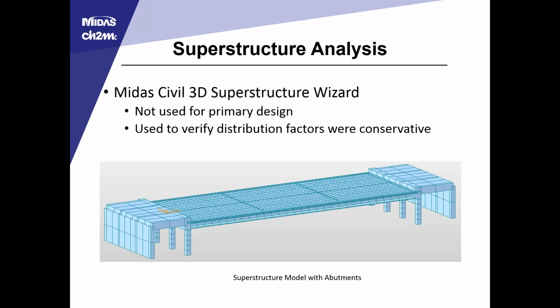The MIDAS Civil 3D model wasn't used for the primary design. We used just a 2D analysis program for a fairly simple straight bridge. We used this to verify the distribution factors. Like I said, the length is 119 feet, single span. It originally was 98 feet, and that was lengthened due to some scour parameters. When we did that, the conservative AASHTO table distribution factors had the design a little bit closer to the ultimate value than we would have liked.